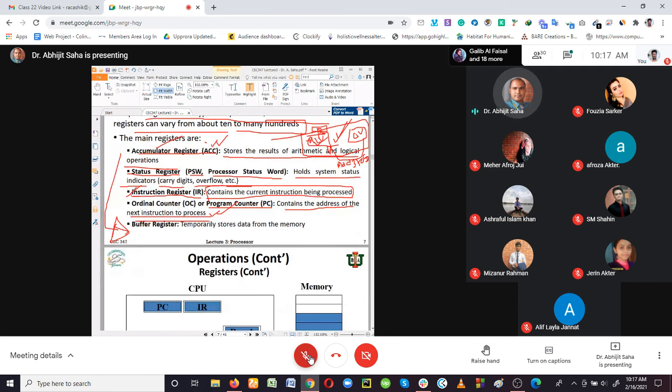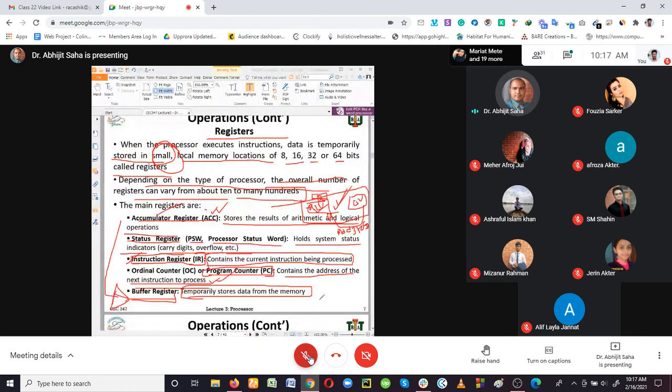These are the two most common registers, PC and IR. They must be there inside the processor. Now the buffer register. Buffer here means the memory or storage place, a data holding place. That is the buffer register we are talking about. It temporarily stores the data from memory, the data you are fetching from the memory to the control unit.